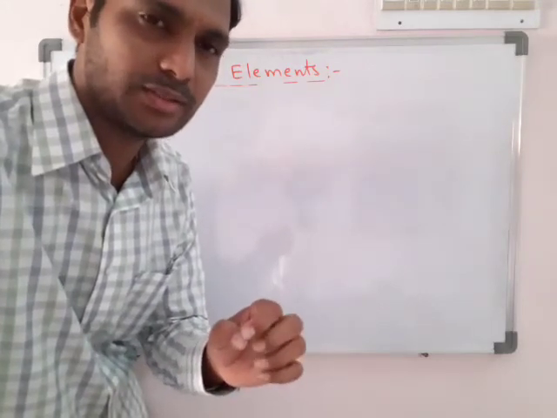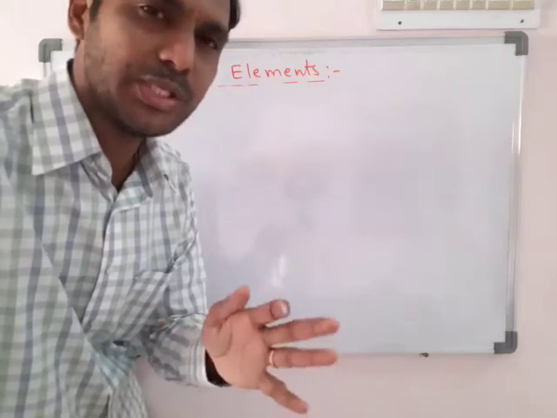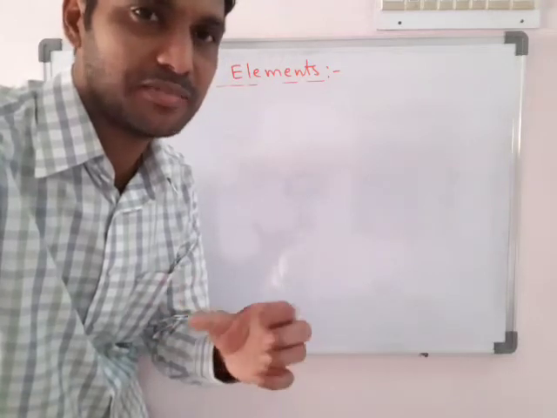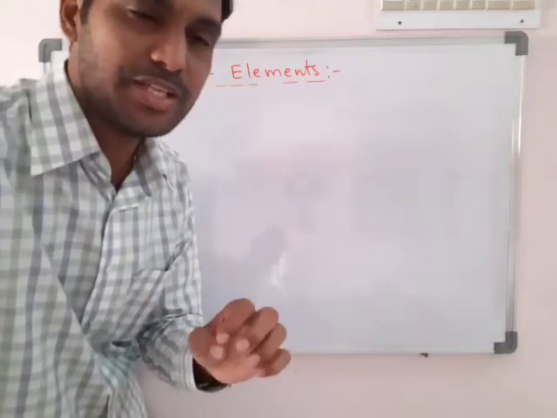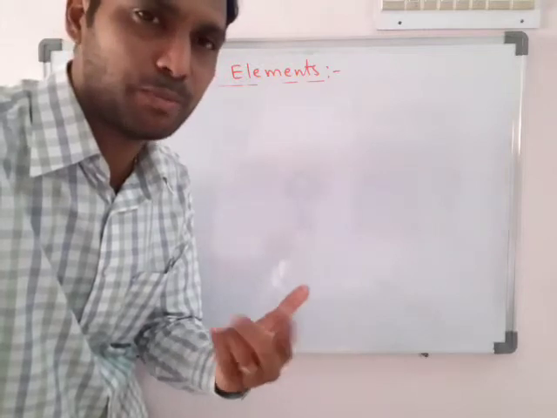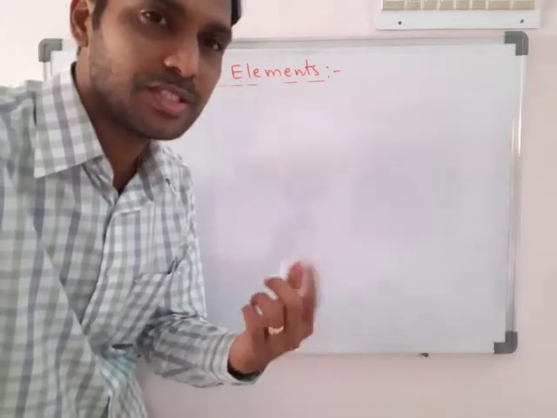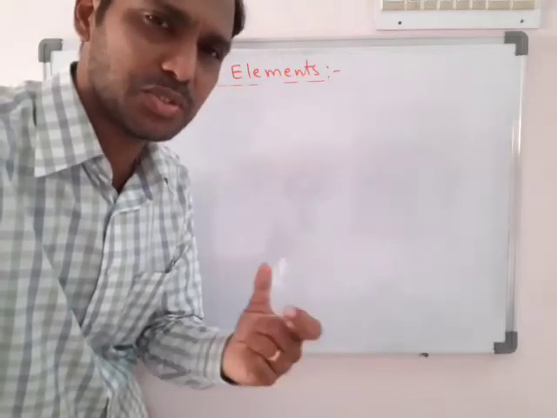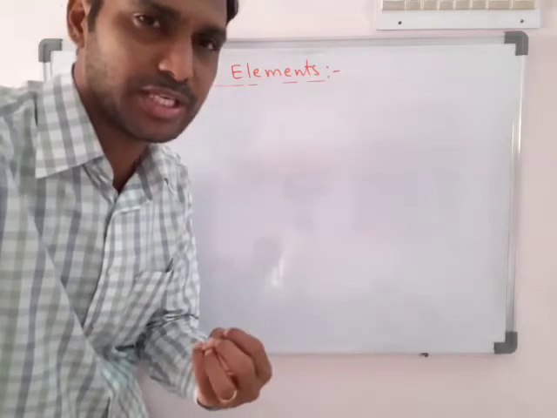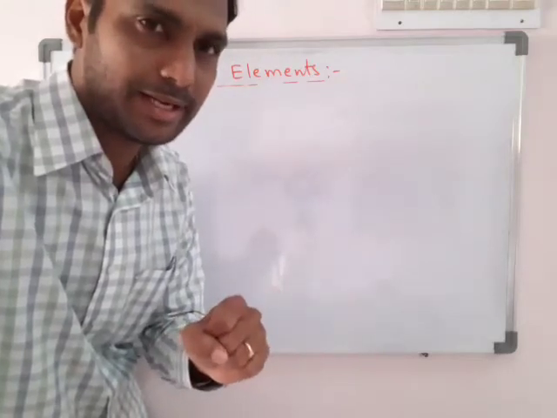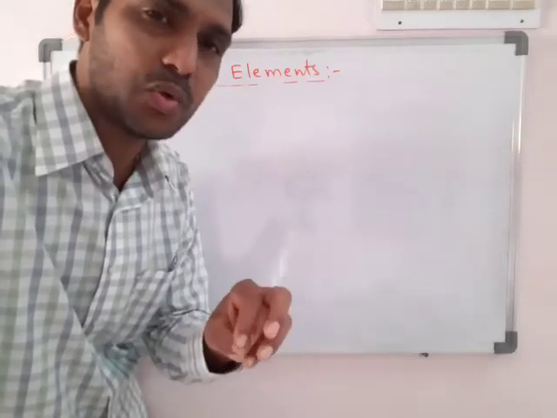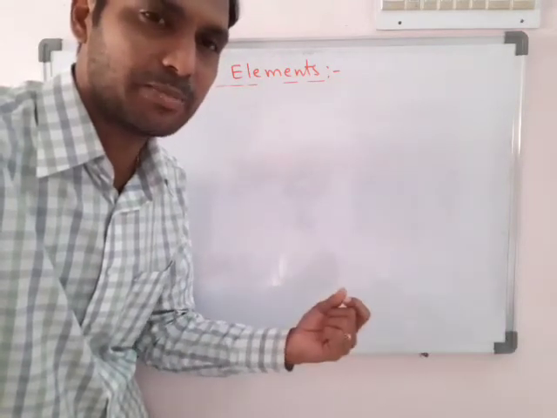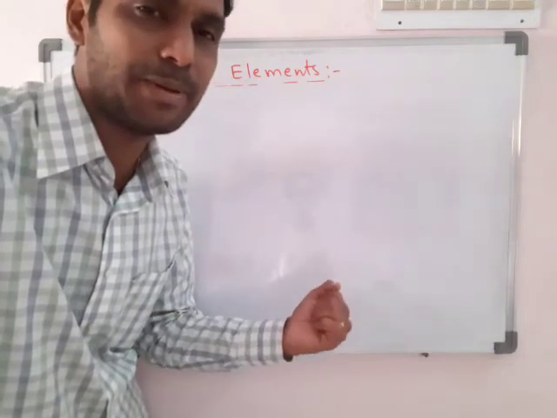The electron which is newly entered in an element is called its differentiating electron. If it is present in S, that is S block, P, P block, N minus 1 D, that is a D block. Now here, F block also we define by the differentiating electron entering, but it is not in the valency shell. It is not in the penultimate shell. It is present in the anti-penultimate shell.